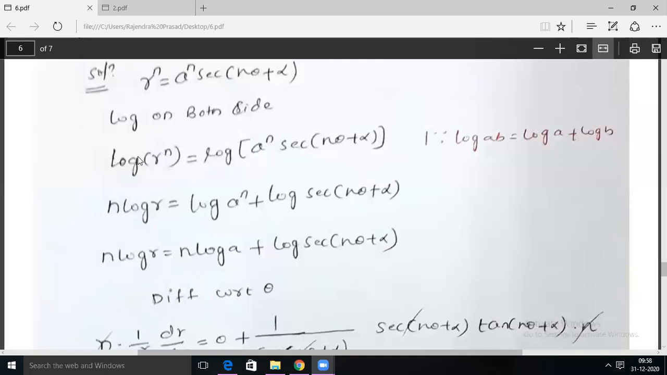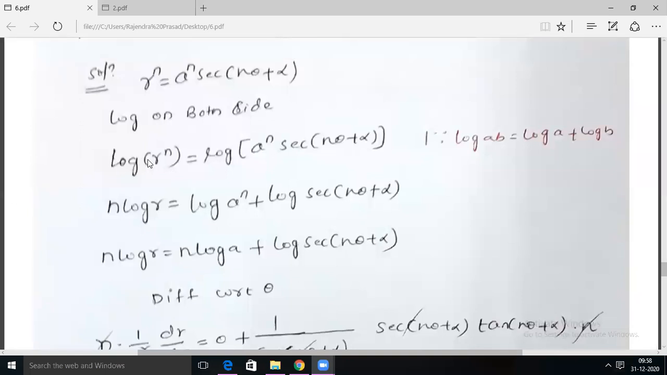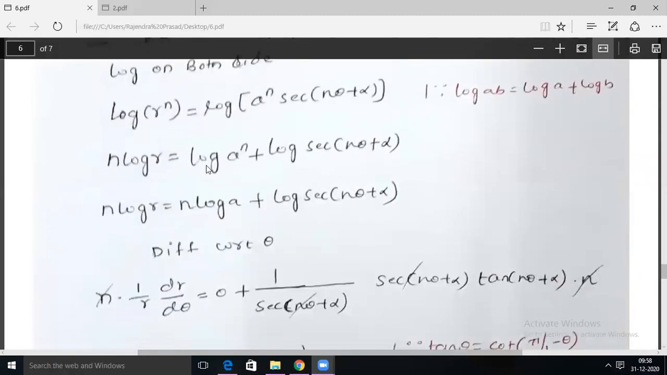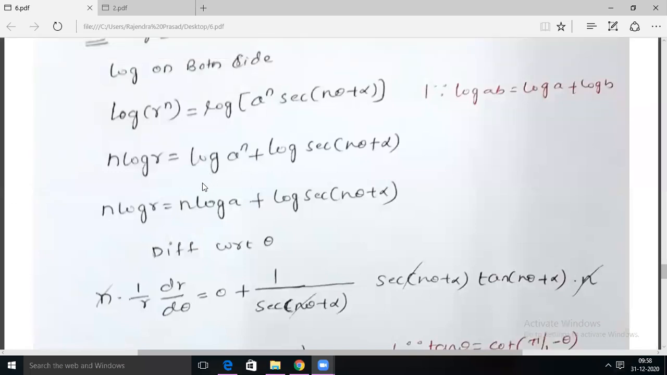Here we also have to use the logarithmic property log m^n = n log m. So log r^n can be written as n log r, which equals log a^n plus log of sec(nθ + α). Log a^n is nothing but n log a. So we can write n log a plus log of sec(nθ + α), keep as it is. After simplification, next differentiate with respect to theta.